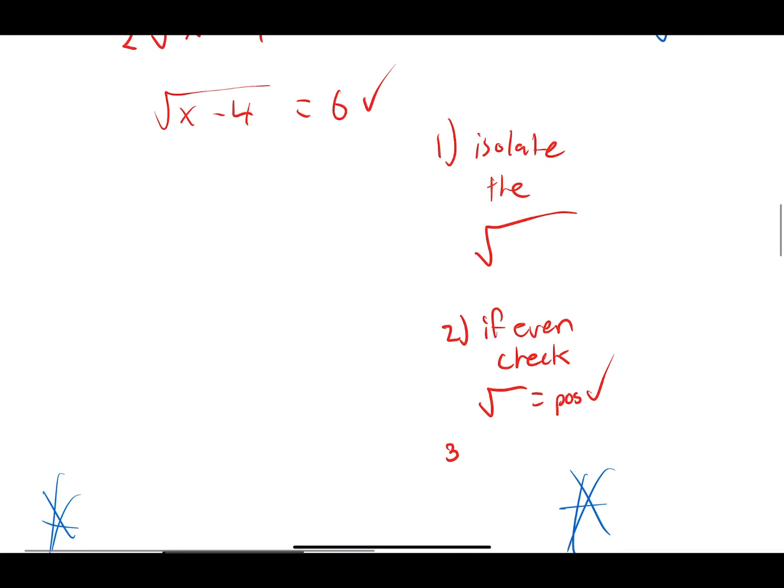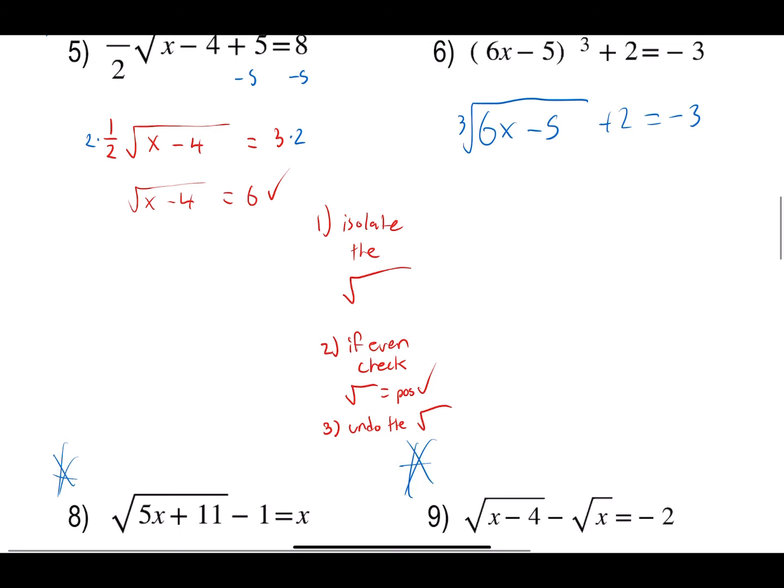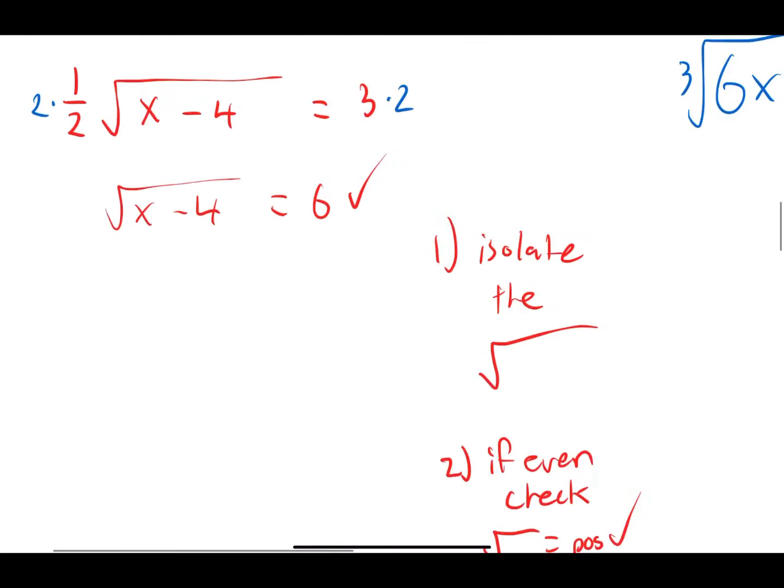If it is even or not even, at this point, if you've checked it and it's possible, undo the radical. Now, how do we do that? The opposite of all these radicals are their equivalent powers. The opposite of a square root, the power of 2. The opposite of a cube root, the power of 3. And so on. The opposite of a fourth root, the power of 4. And you guys get the gist.